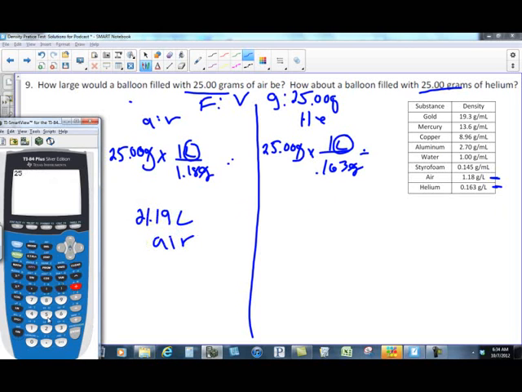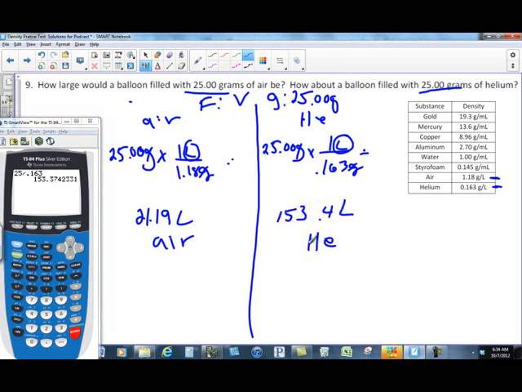And in the case of helium, it's going to be 25 divided by 0.163, and I get 153.4 to get 4 sig figs liters of helium. So you get a huge balloon of helium, looks like 5-6 times larger in size than you do of air.